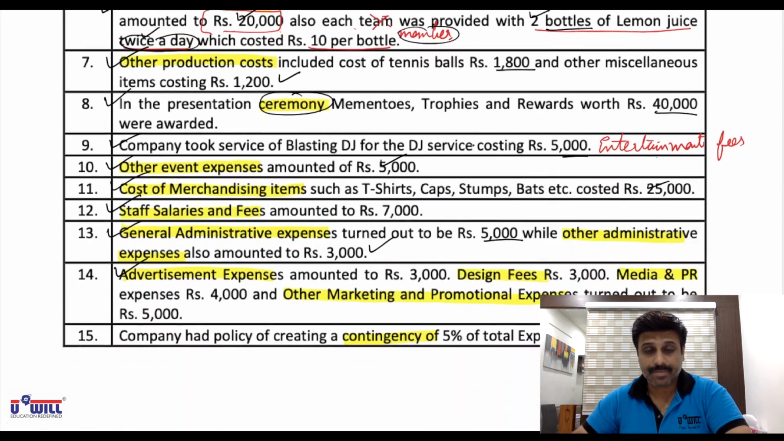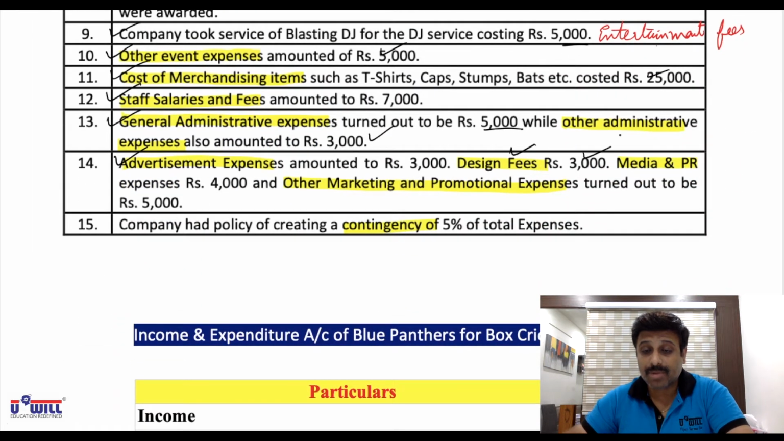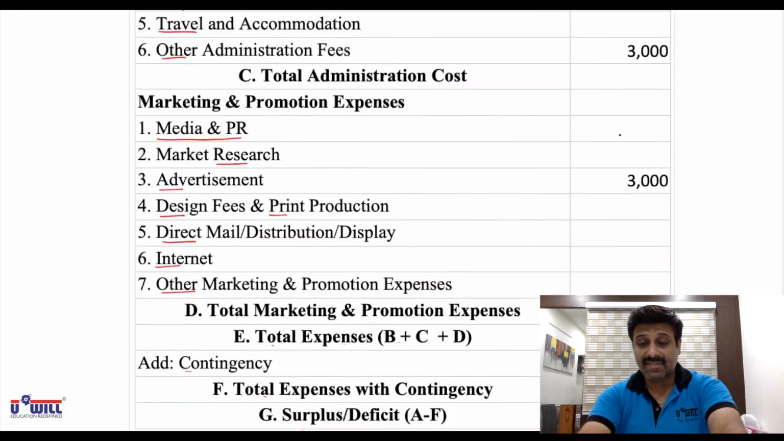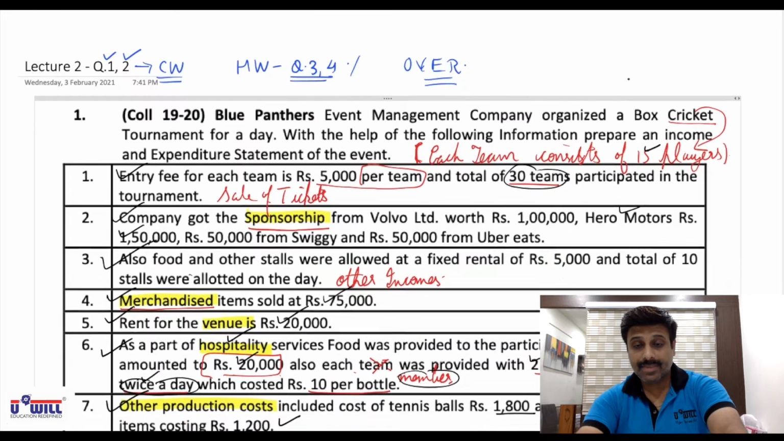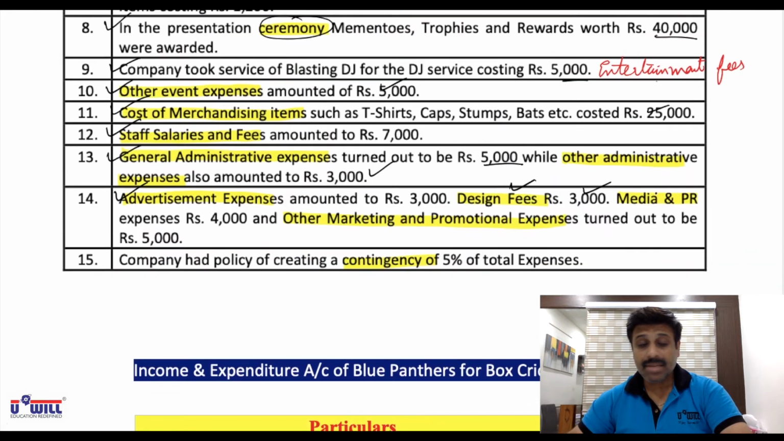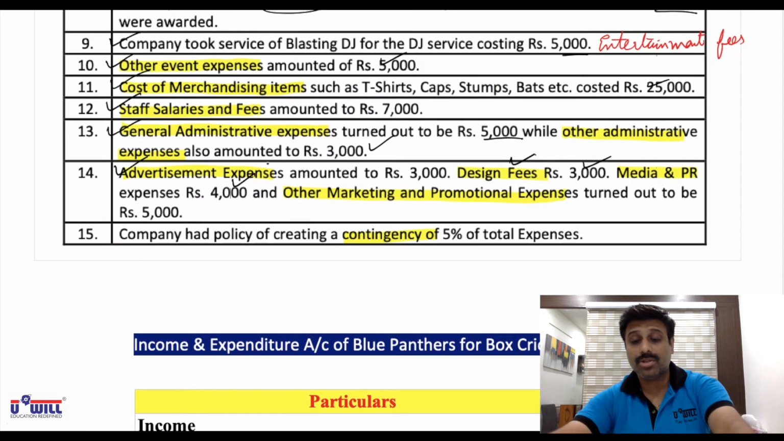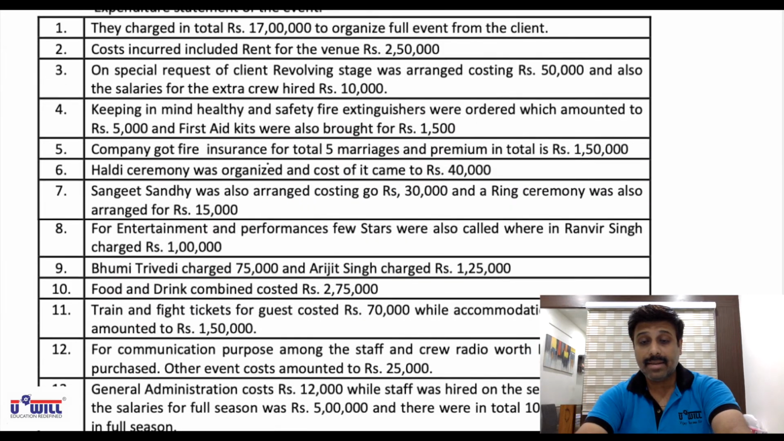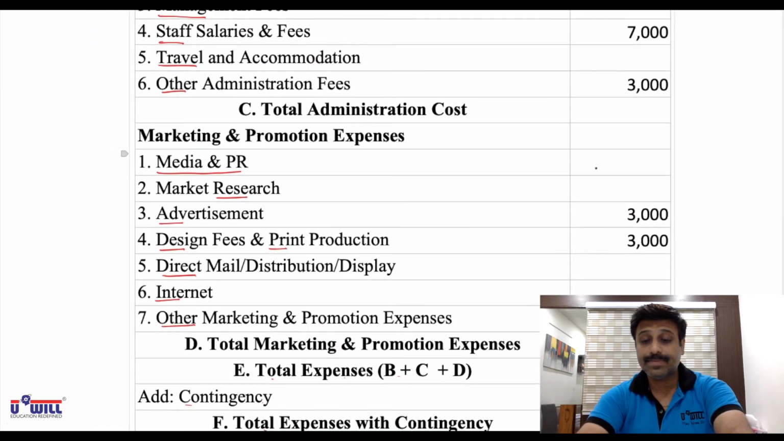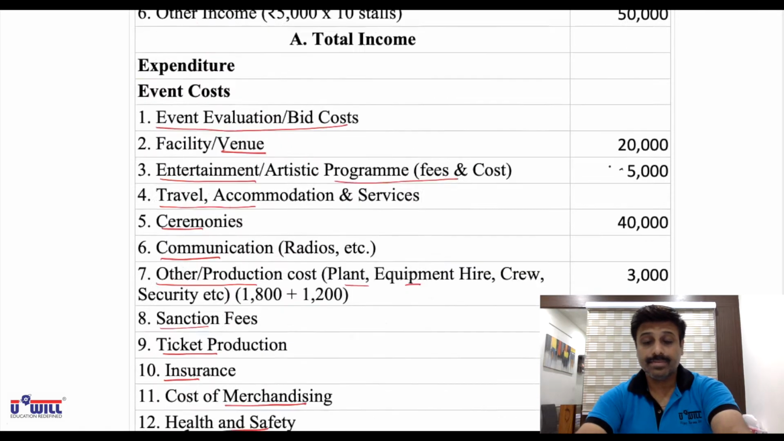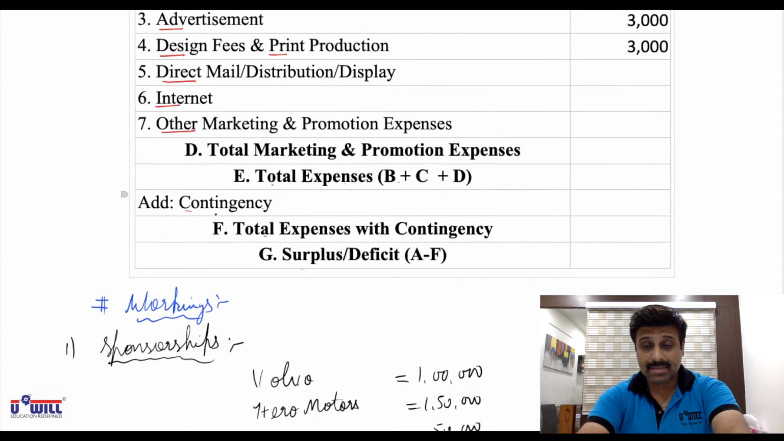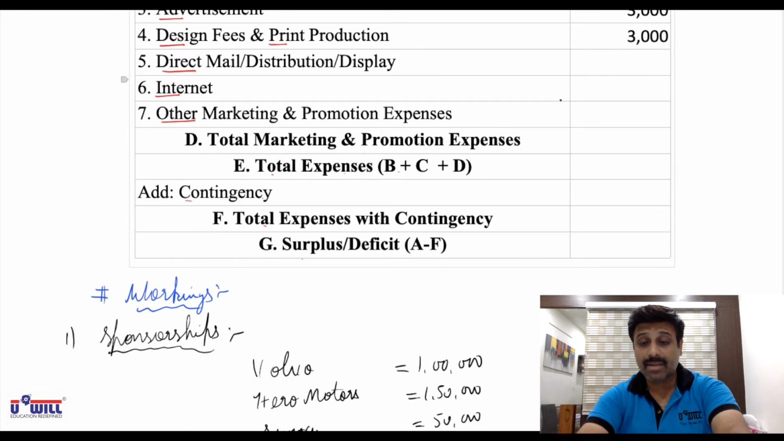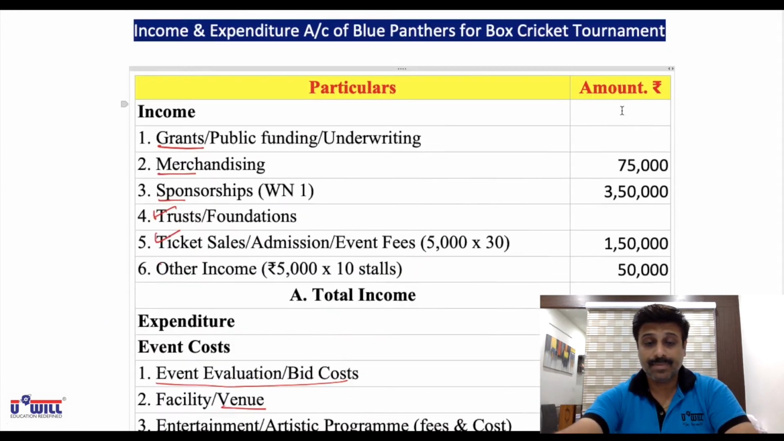Then design fees amounted to 3,000. So again in marketing and promotion, design fees, all of you write down, 3,000, that is fourth item. Then media and PR expenses amounted to 4,000. So all of you write down, first item in marketing, media and PR, 4,000. Then other marketing promotion expenses turned out to 5,000. So write down the last item in marketing, other marketing and production expenses, 5,000.